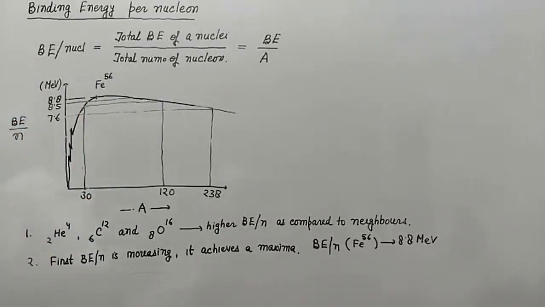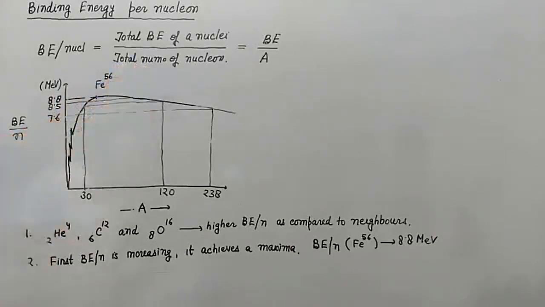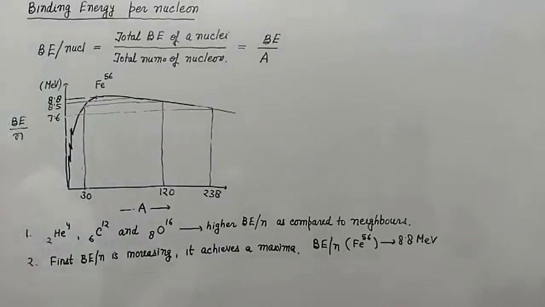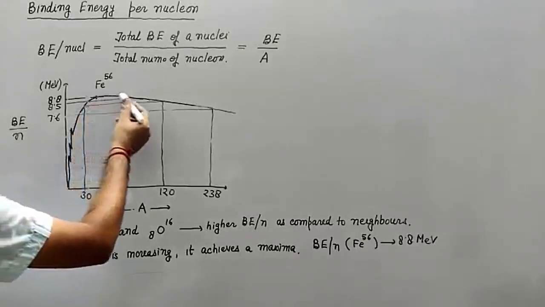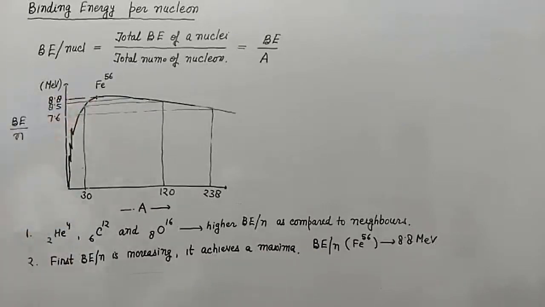Whatever I have discussed, these are the experimental observations we can make from this type of plot. Now the next question is, how can we explain this plot? First it is increasing, then it is decreasing. So the question in front of us is how to explain this increase and then this decrease.